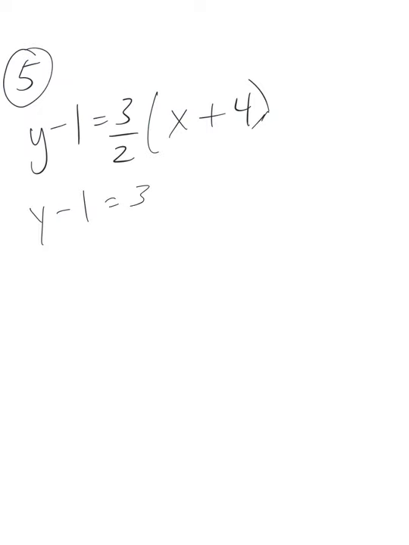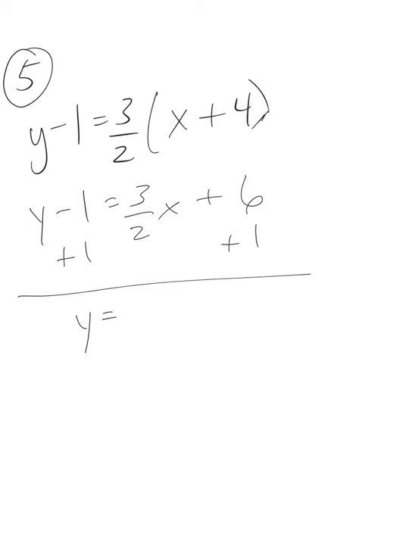You're going to distribute, and you should get that. What should I do next? You should move the 1 over. Combine them with the 6 because they look alike. You have standard form. Now I'm in slope-intercept form.